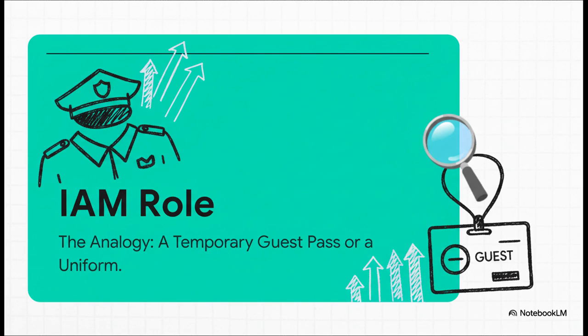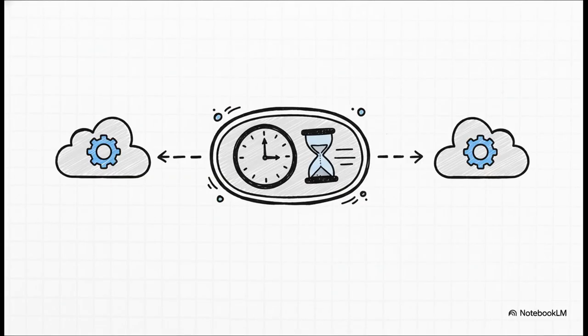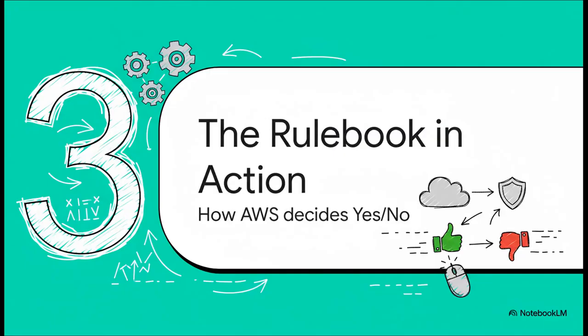A role is more like a temporary guest pass, or maybe a security guard's uniform. You put it on to do a specific job, and when you're done, you take it off. The whole point here is that a role's credentials are temporary. They're handed out for a short period of time, and then they just expire. This makes roles the absolute gold standard for security when you need to give permissions to applications or services, because you avoid the #1 security risk, leaving a permanent secret key lying around in your code where someone could find it.